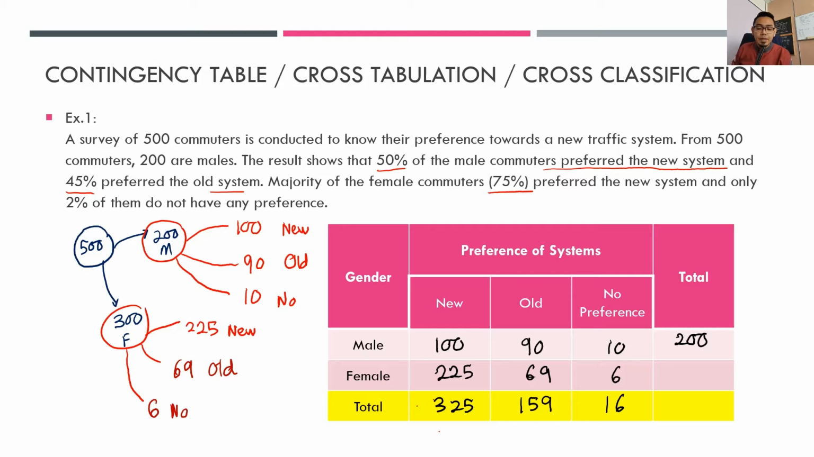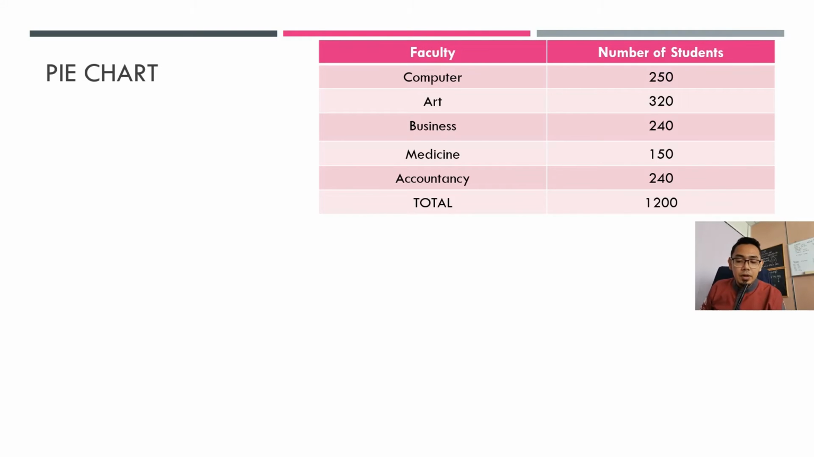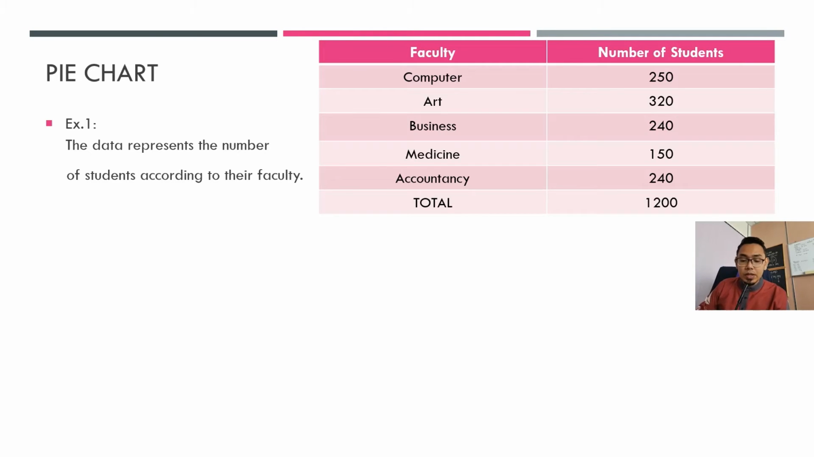All right, the next one will be the pie chart. Suppose we have this data. The data represents the number of students according to their faculty. Now we want to make a pie chart. We know that the shape of a pie chart is a circle, so we have to use a protractor and compasses to draw this pie chart.